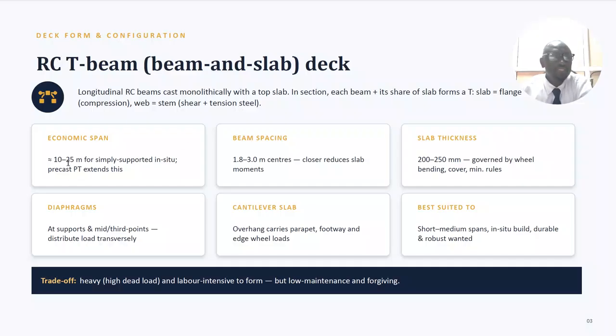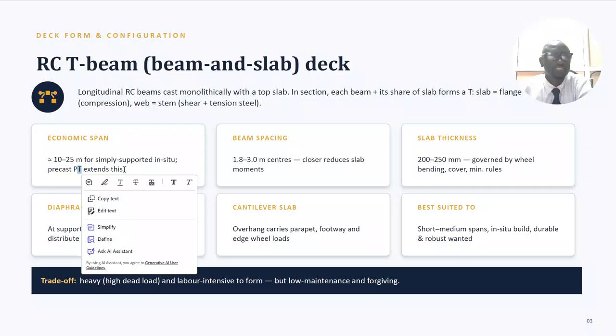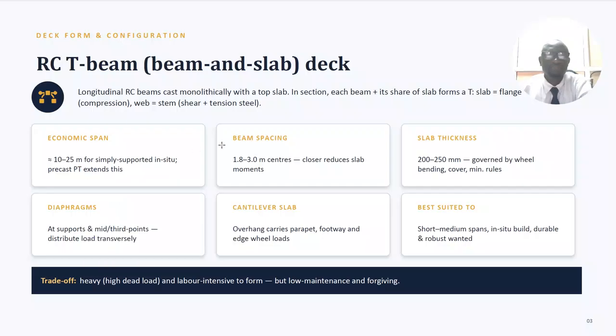So economic span for the RC T-beam deck, you have 10 to 25 for simply supported in situ, precast post tension. This PT would extend this. Definitely we are not moving to post tension. Then the beam spacing is normally between 1.8 to 3, but in most cases you can even do 1.2, 1.5 depending, but even 1.5 we have registered girder spacing of 1.5, at least that I've seen here they are giving. So close spacing reduces moments.